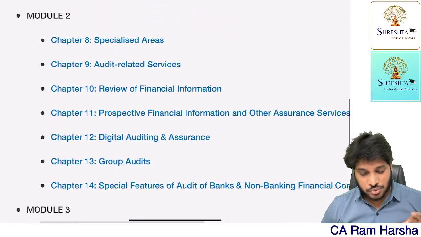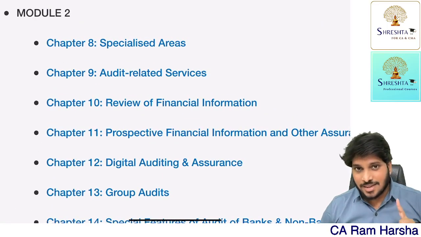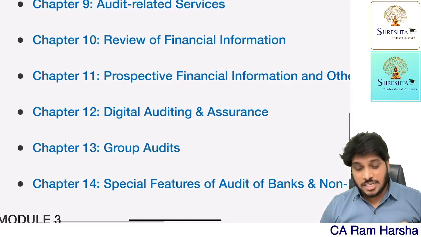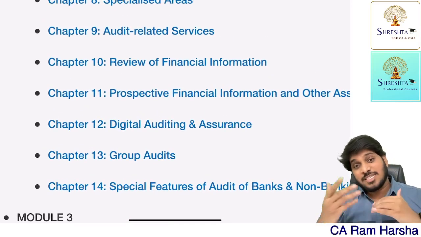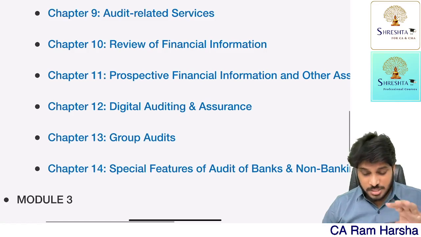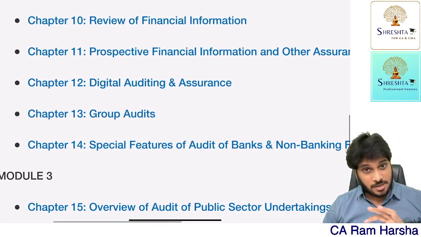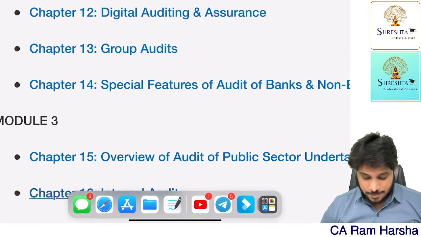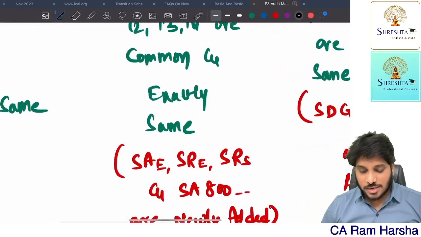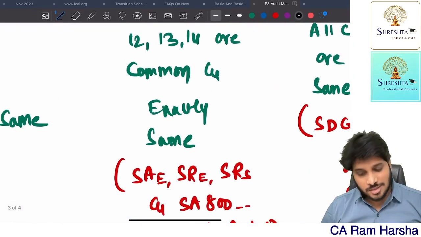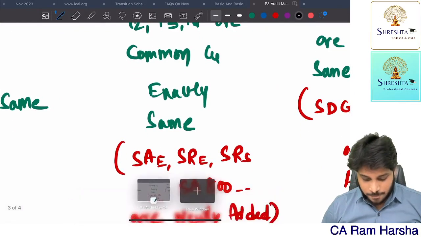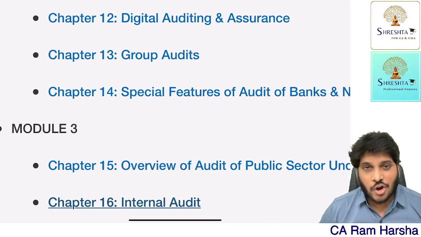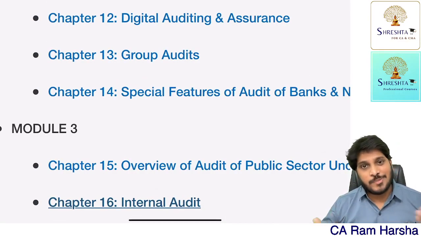Next, module 2. Specialized areas is the SA 800 series. Related services, review engagement: review of financial information means related engagement, and prospective means assurance services. Now, chapters 12, 13, 14 are common and exactly the same. The 12th chapter they named as digital auditing and assurance, nothing but audit in an automated environment.